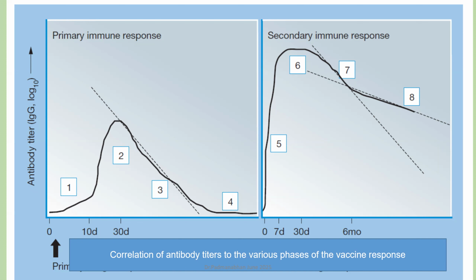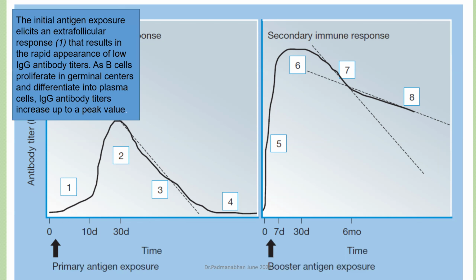Anyway, this is the primary response. You have the initial exposure. The initial antigen exposure elicits an extrafollicular response that results in very rapid appearance of low antibody titers. As B cells proliferate in germinal centers and differentiate into plasma cells, the titer increases up to a peak level. Therefore, there is a lag period, number one. Then it goes to a peak in 4 weeks' time, that is number two.